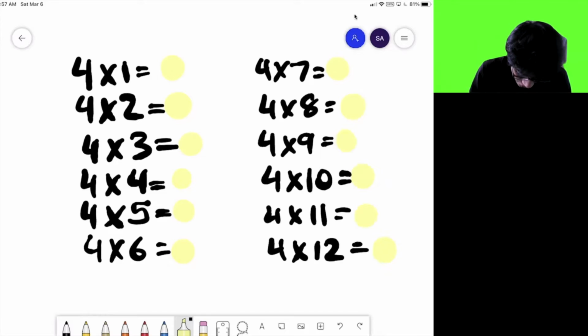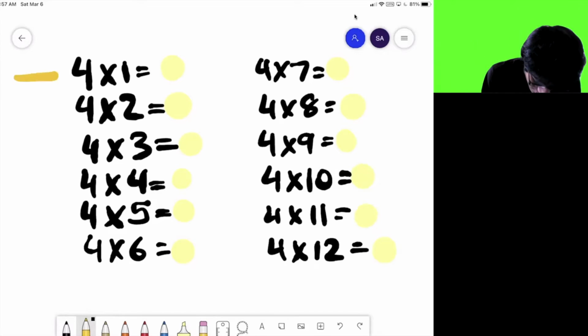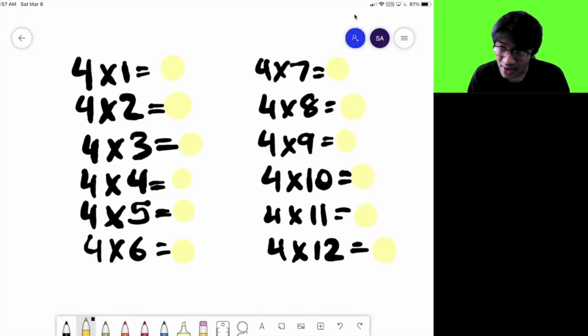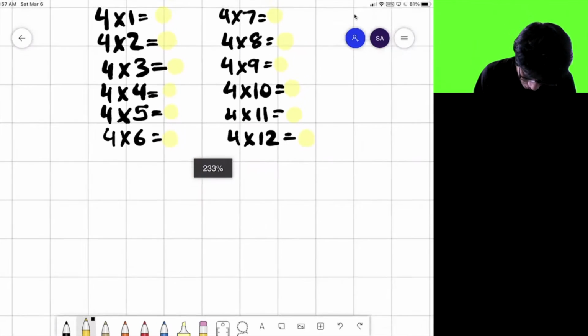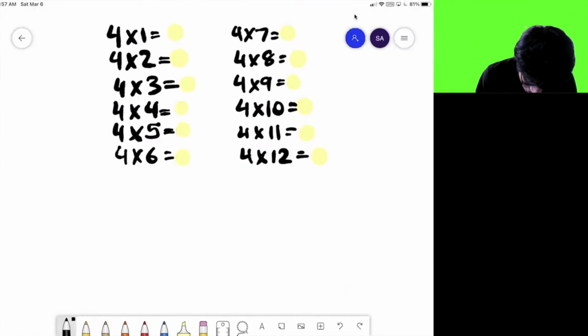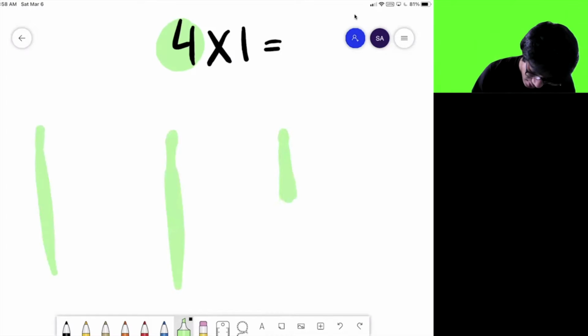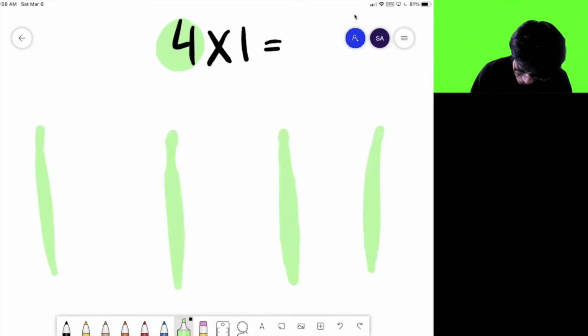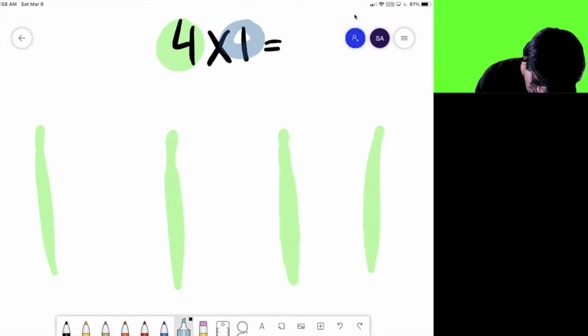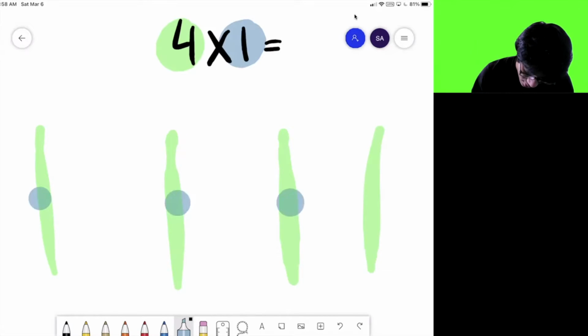Okay, so the first one up is 4 times 1. What is 4 times 1? Well, let's check it out. Let me go ahead and write it down here. We have 4 times 1. 4 columns. So let's see, 1, 2, 3, 4 columns. And each of the columns is going to have 1 dot. So 1, 1, 1, 1.